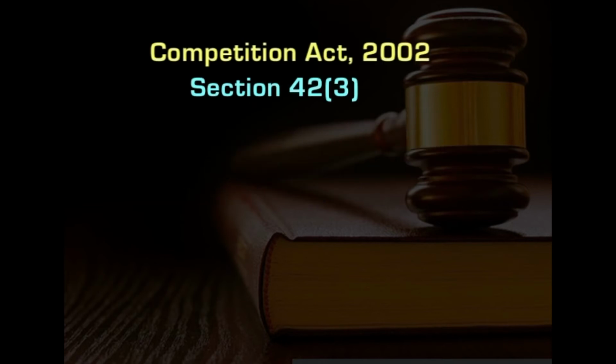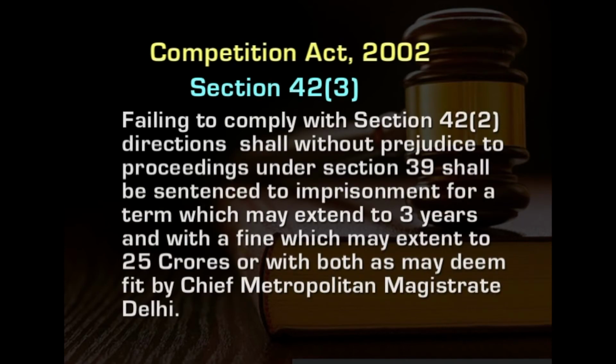Further, subsection 3 of section 42 deals with a situation where a person fails to comply with the directions under subsection 2 of section 42. Without prejudice to the proceedings initiated under section 39 of the Act, such a person shall be sentenced with imprisonment for a term which may extend to 3 years, or with fine which may extend to 25 crores, or with both, as the Chief Metropolitan Magistrate, Delhi may deem fit. For the purpose of our understanding, for conducting any proceedings which involve imposition of a sentence, the designated court is the Chief Metropolitan Magistrate, Delhi.